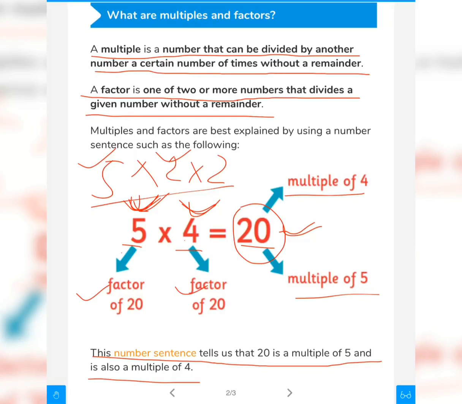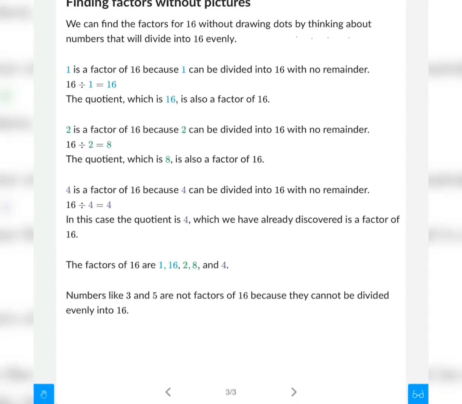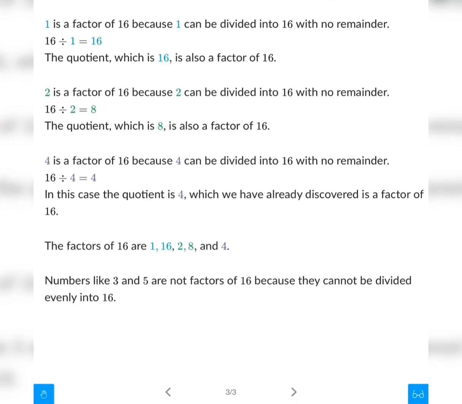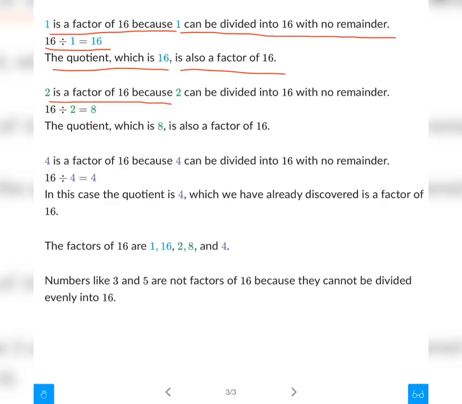Now let's come to another example. Now you will see over here that they are saying 1 is a factor of 16 because 1 can divide into 16 with no remainder. Like 16 divided by 1, you will get the answer 16, while the remainder will be 0. So the quotient, which is 16, is also a factor of 16. Now 2 is a factor of 16 because 2 can divide into 16 with no remainder. That means 16 divided by 2, the answer will be 8 and the remainder will be 0. It means 8 will also be a factor of 16.